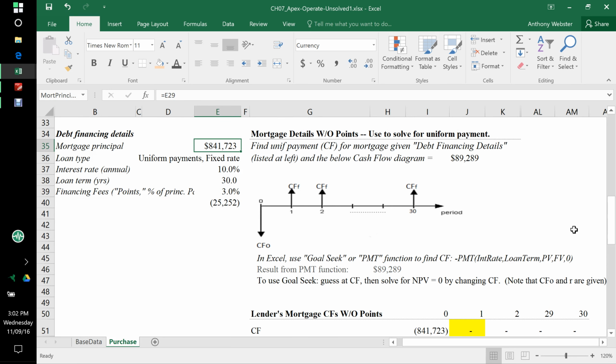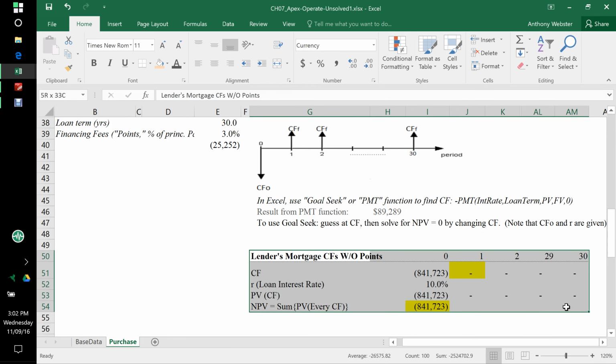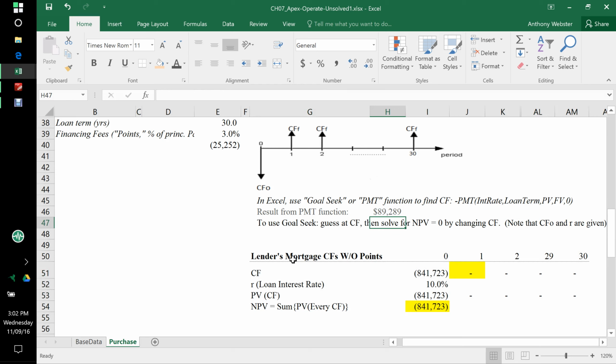that the operator is going to pay us for 30 years, unless they're able to negotiate and leave early. But we're going to assume they're going for the whole 30 years for right now. So what I've got is this little table down here, starting in row 50, of the mortgage lender's cash flows for this mortgage without points. Okay, and I'm going to solve this using GoalSeek.